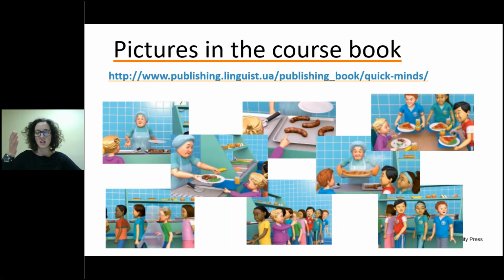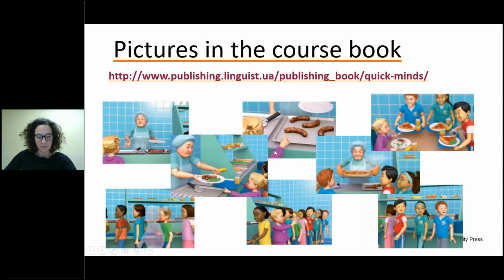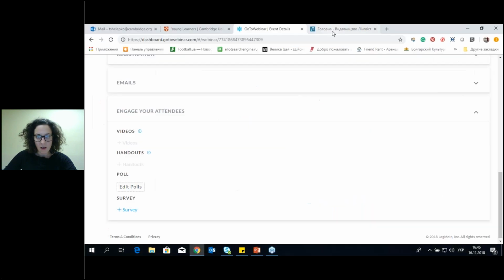First, you give them just these pictures, and they need to think what happened. Before they open the book, they are not allowed to open their books yet. So they order these pictures according to what they think. Then you can go to this Publishing Linguist website. Okay. You go here. Sorry, I will do it this way.